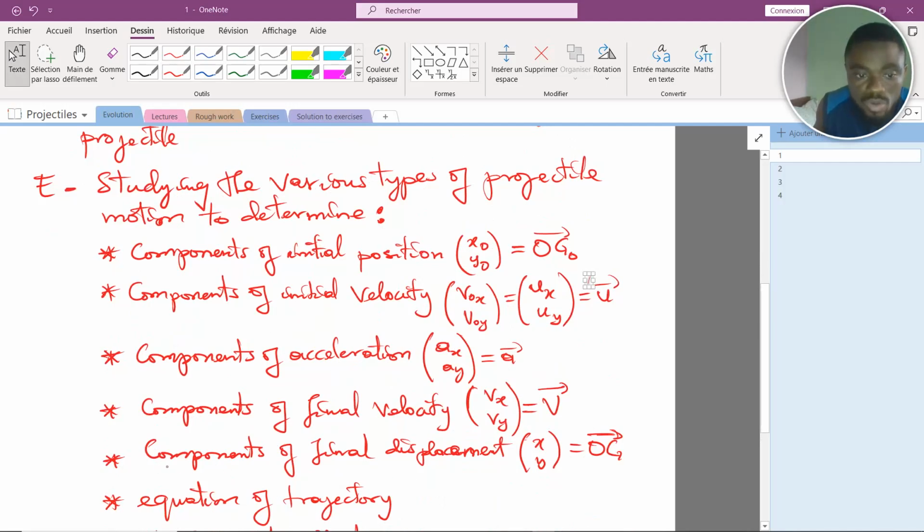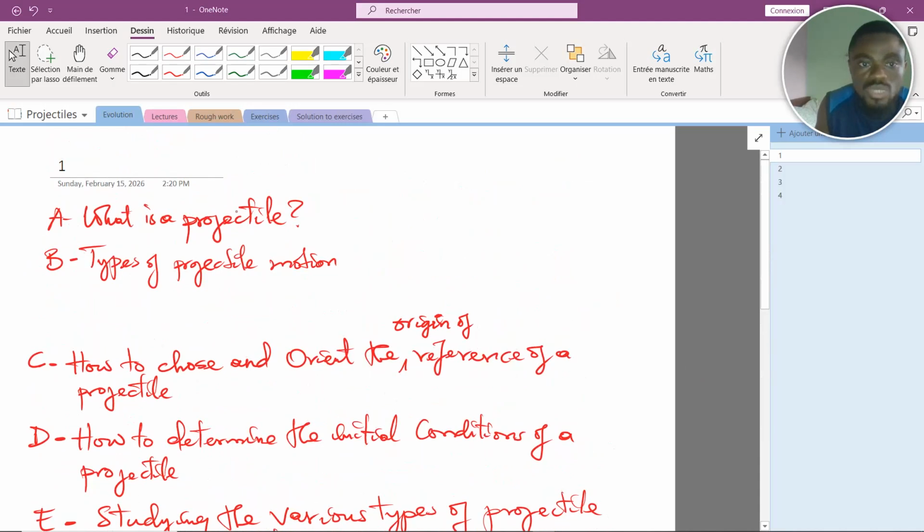When you come out already with these five, you can already tackle any question that will be asked in the exercise. You understand? So whenever you are given a projectile question, first start by finding these five things. After finding these five things, you'll be capable of answering any question that will be asked in that projectile question. So without wasting time, let's dive directly into the A part.